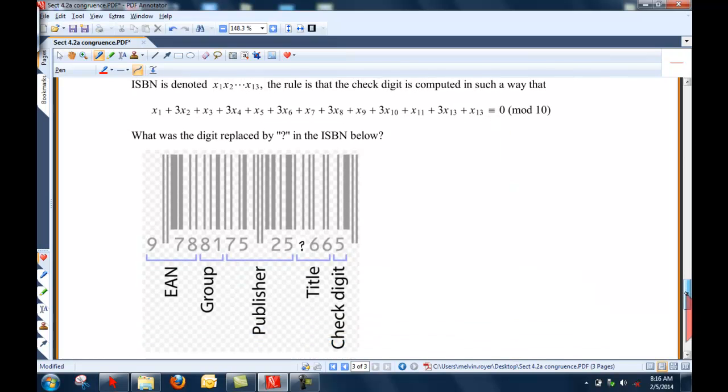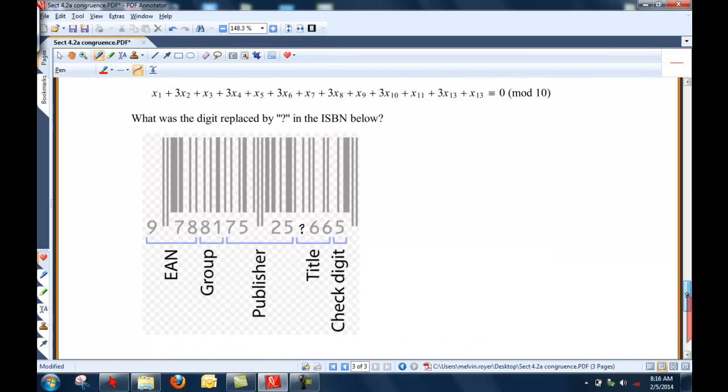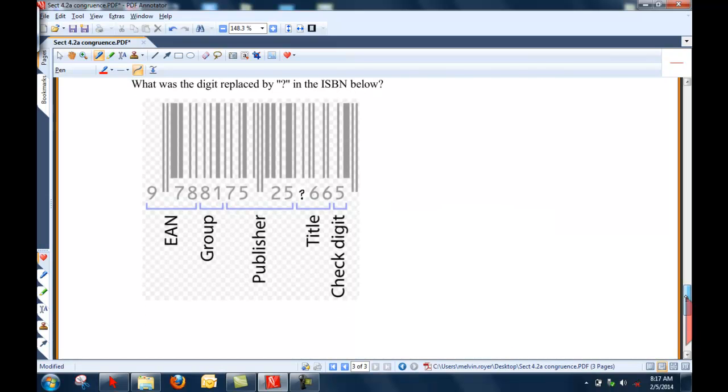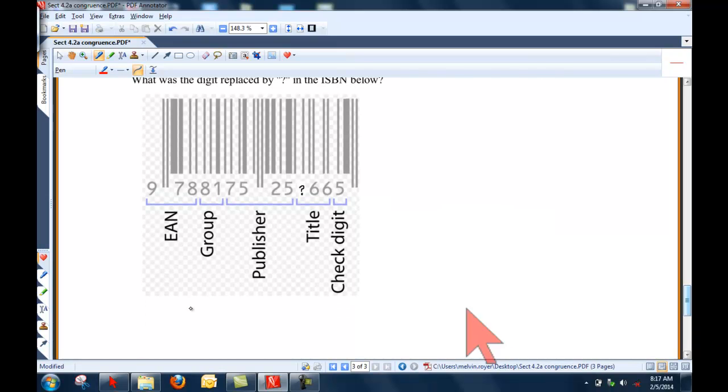So here is an ISBN, and some annoying, tricky instructor actually blotted out this digit, and the question is, can we recover that? Maybe there's a smudge on the paper here, or the label got torn or something. Is that digit recoverable? Well, let's see.